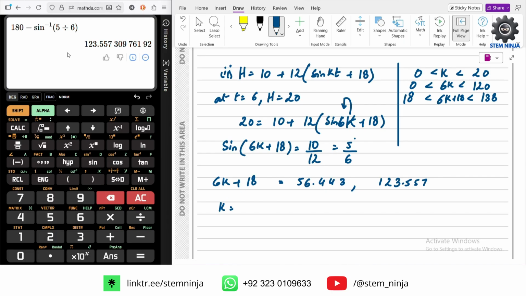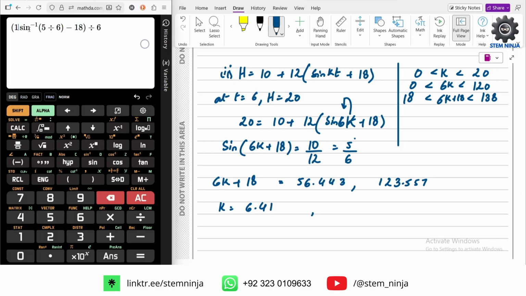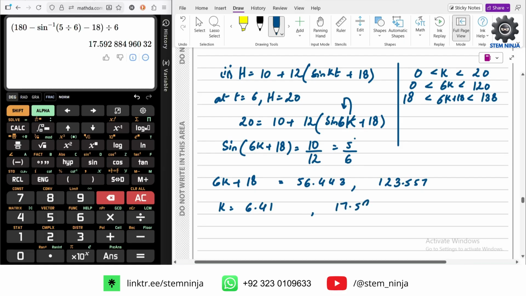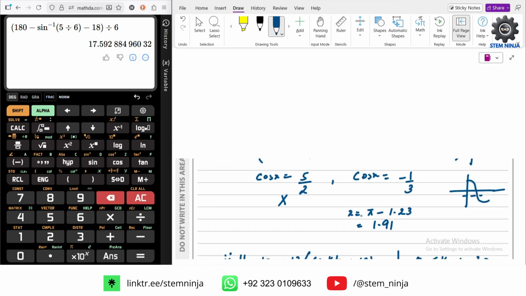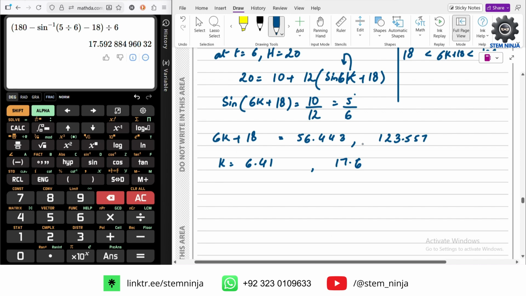Now we need k, right? So this minus 18 and divided by 6. So we get 6.41. The other one is 180 minus that, 17.59 or 17.6. Right. Each answer to 2 decimal places. Okay, so 17.59 would be fine.